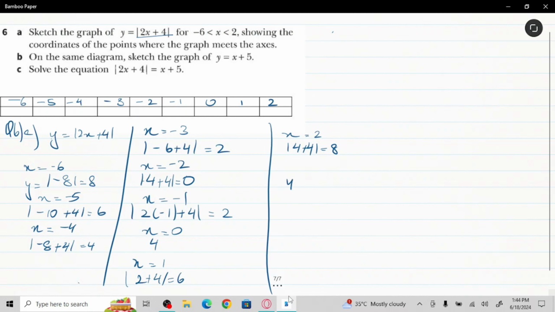So y equals x plus 5. What we do right now is we can do it directly. We say y equals x plus 5. We have -6 plus 5 is -1. -5 plus 5 is 0. -4 plus 5 is +1. -3 plus 5 is +2. -2 plus 5 is +3. -1 plus 5 is 4. 0 plus 5 is 5 itself. 1 plus 5 is 6. 2 plus 5 is 7. We have found the values really quickly.